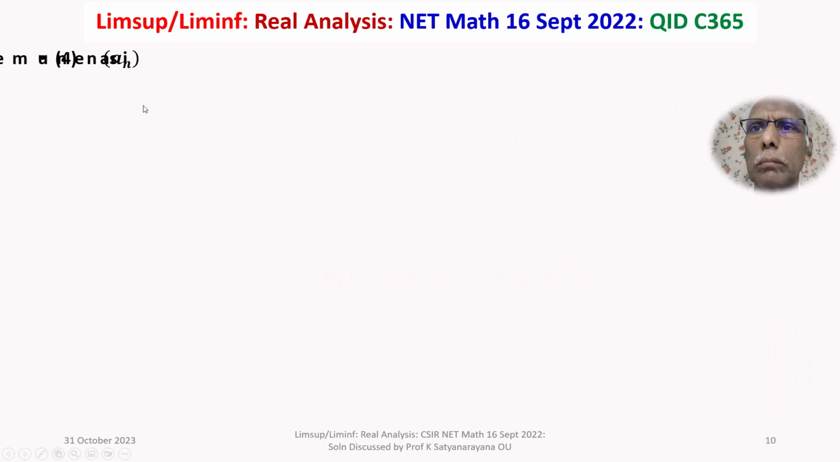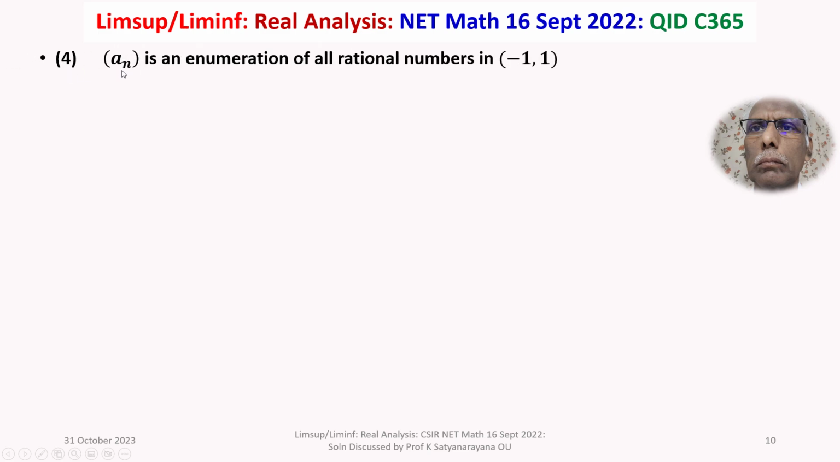Option 4 will be an interesting one. In option 4, the sequence an is an enumeration of all rational numbers in the open interval minus 1 to plus 1.